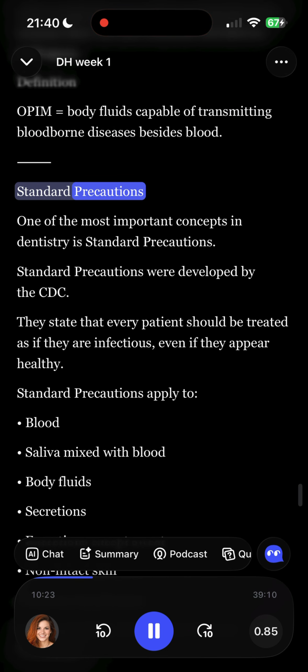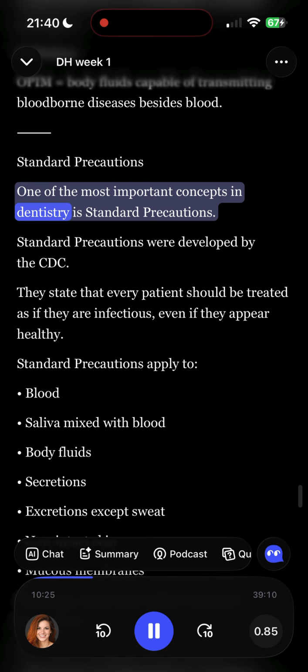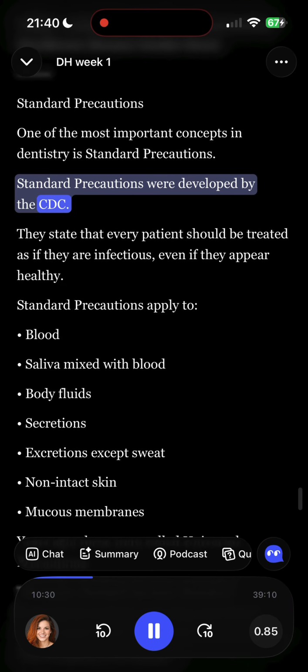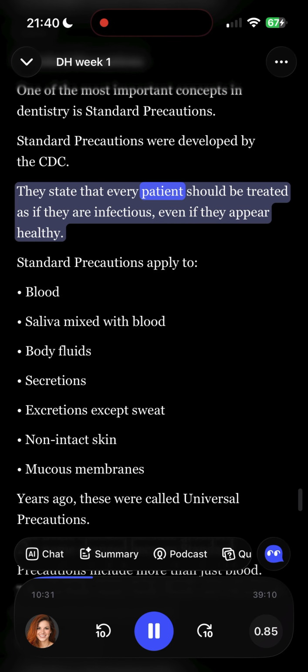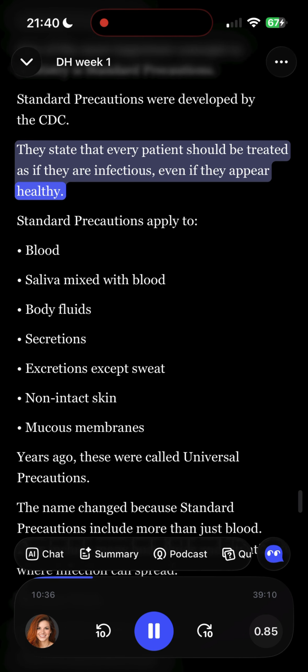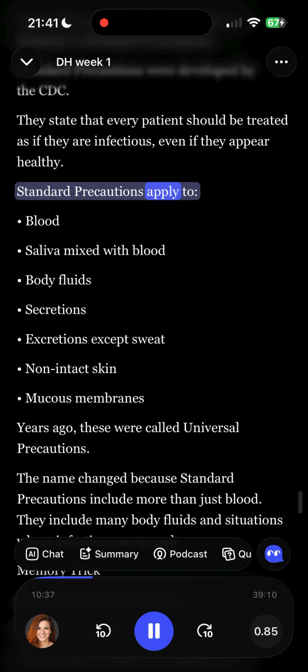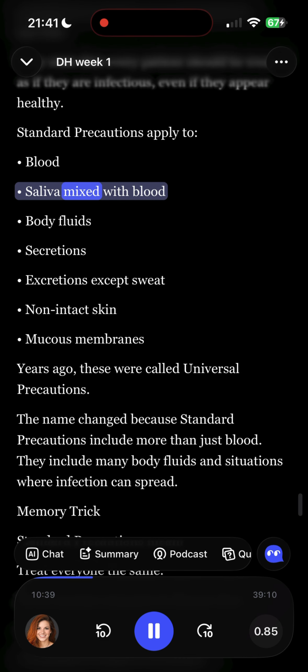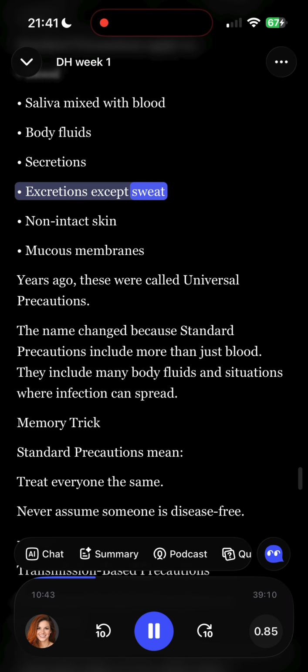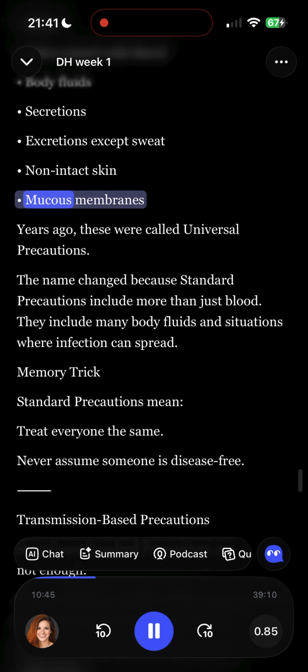Standard precautions. One of the most important concepts in dentistry is standard precautions. Standard precautions were developed by the CDC. They state that every patient should be treated as if they are infectious, even if they appear healthy. Standard precautions apply to blood, saliva mixed with blood, body fluids, secretions, excretions except sweat, non-intact skin, mucous membranes.